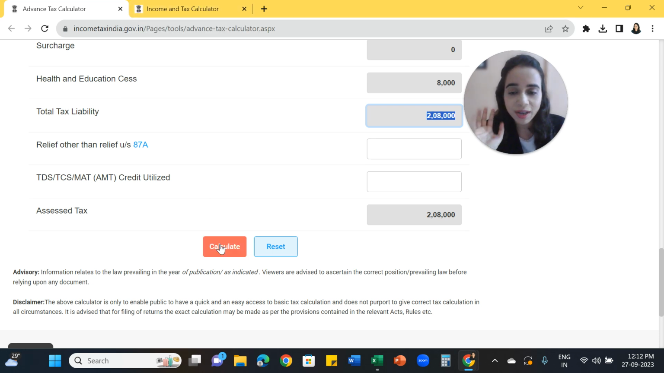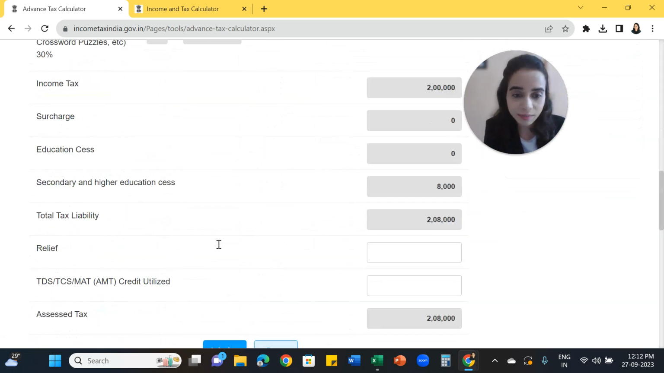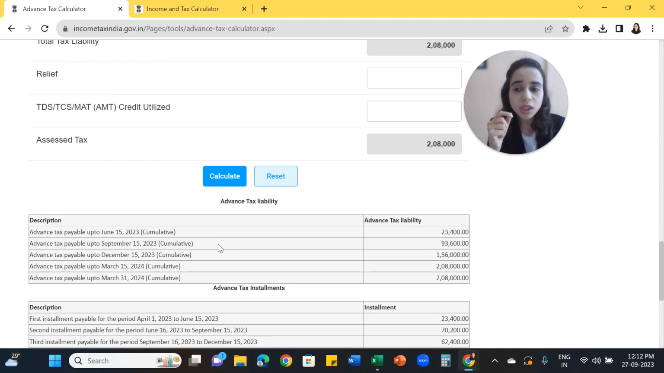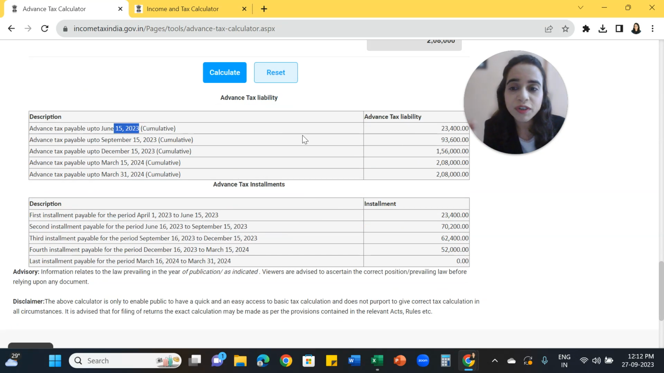I will click on calculate. So one is here, I am clicking on calculate. What will happen when I click calculate? It says that you should have paid on a cumulative basis. Before 15 June, you should have paid 23,400. Before 15 September, at least 93,600 should have been paid. Before 15 December, this much, and before March, you should have paid 2,08,000 in full as advance tax liability.